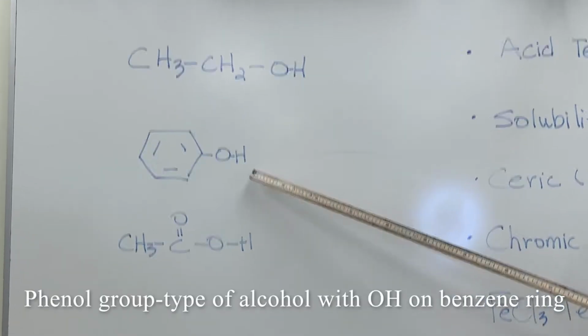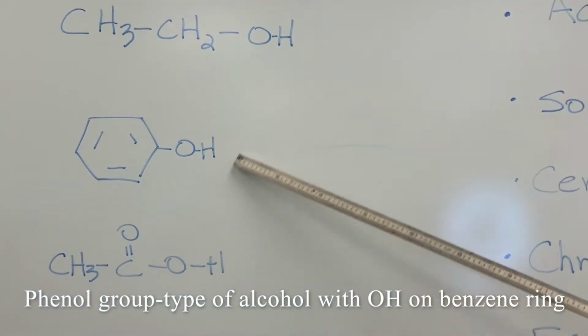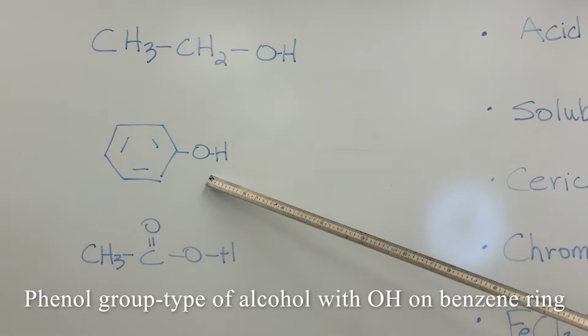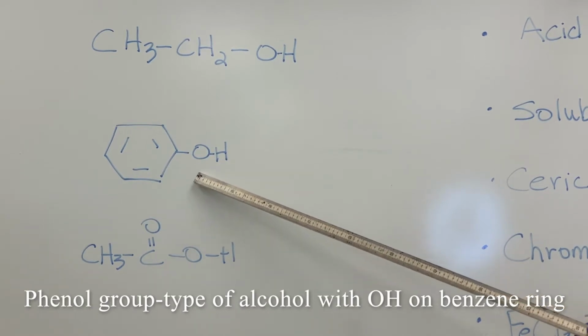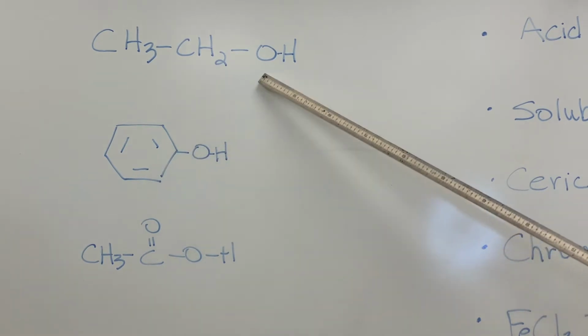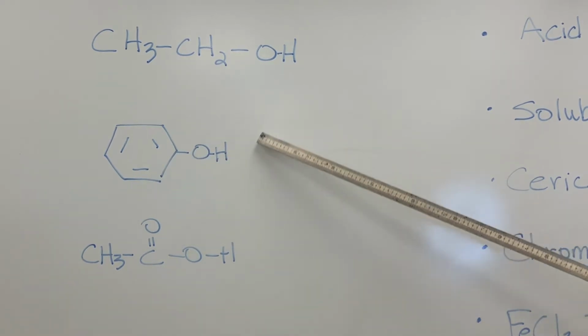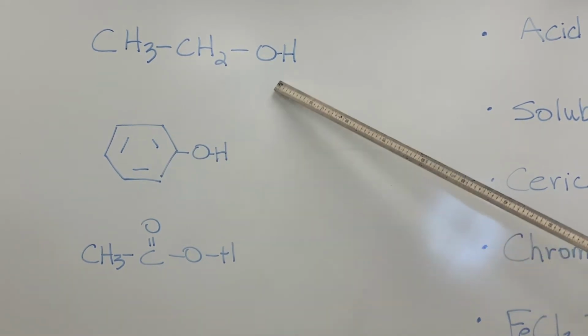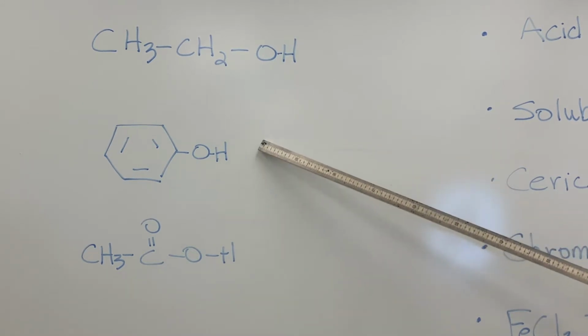We also have a type of alcohol which is referred to as phenol compounds. Phenolic compounds will always have an OH group attached to the benzene ring. There is some similarity in some of the reactions that these can participate in, and yet there's also some differences there.